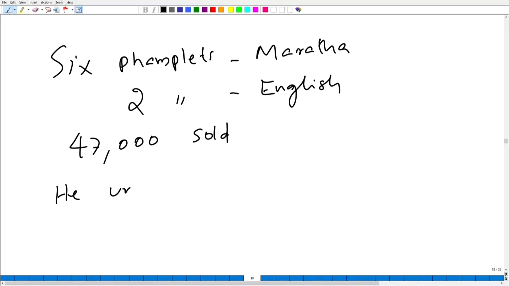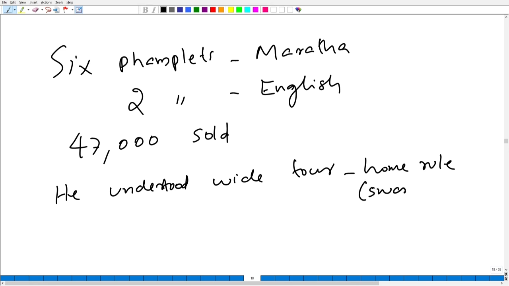In addition to the publication of these pamphlets, he undertook a wide tour across Maharashtra and explained the demand for home rule, or Swaraj, or self rule. He also undertook lecture tours in different parts of Maharashtra and explained the need for home rule or Swaraj in India.